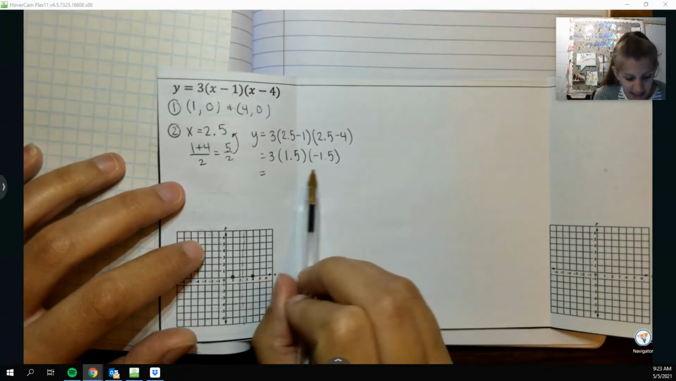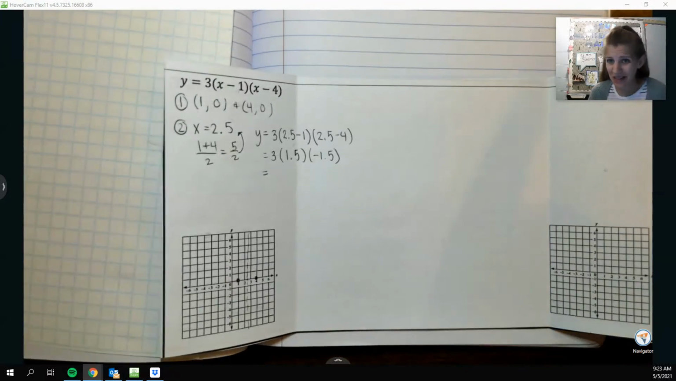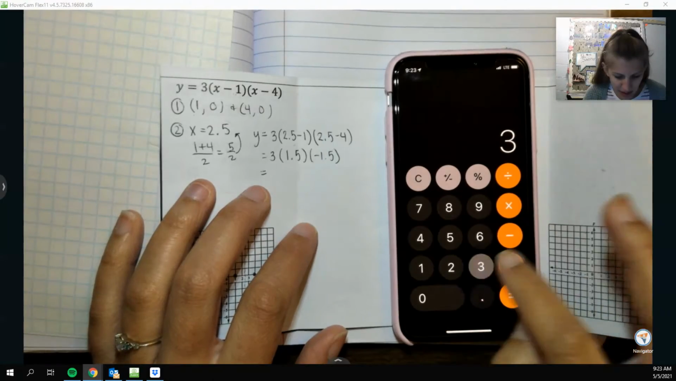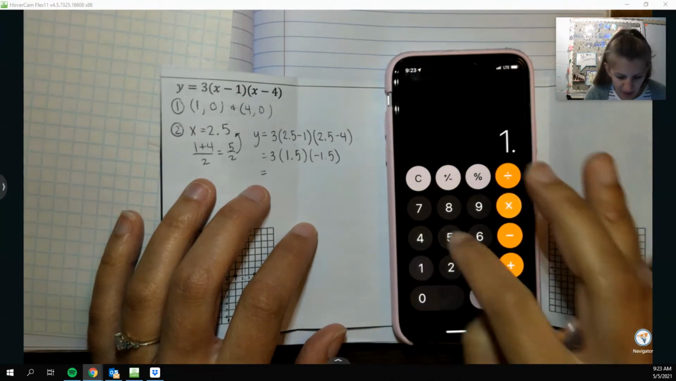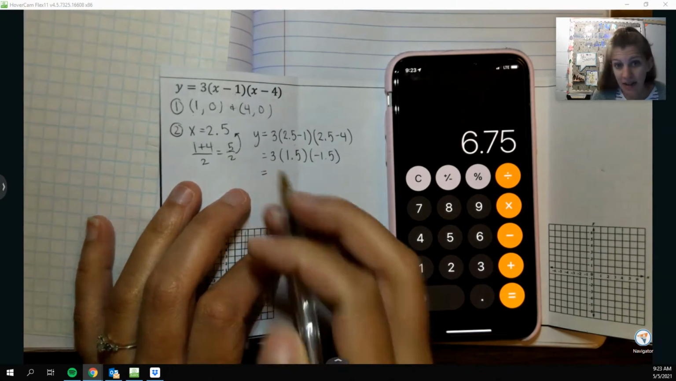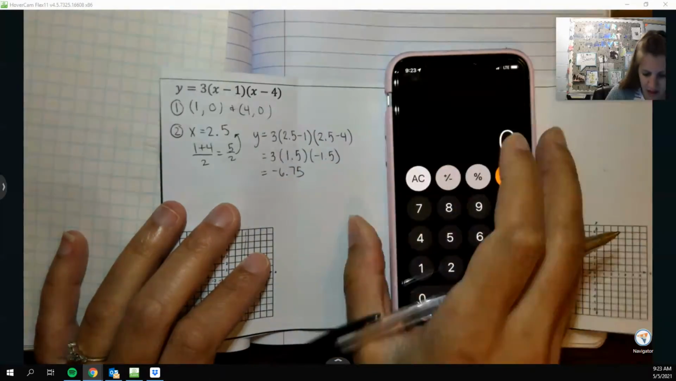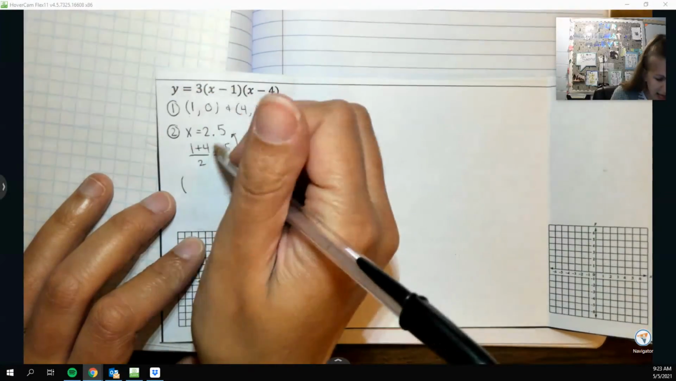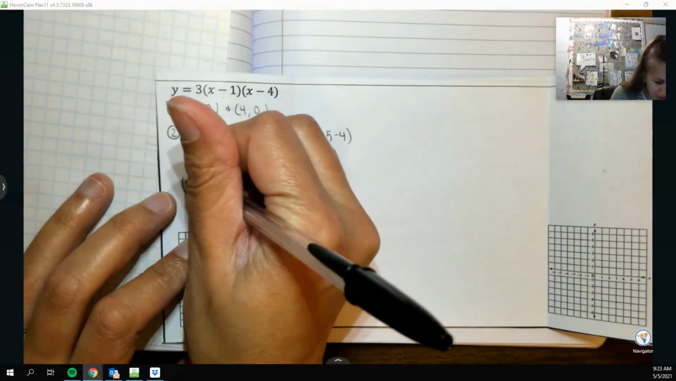When I multiply all these up, I think I'm going to do it on my calculator because the decimals freak me out. Okay, let's just do it. So we'll do 3 times 1.5 times 1.5. And it is going to be negative because I have one negative, so negative 6.75.